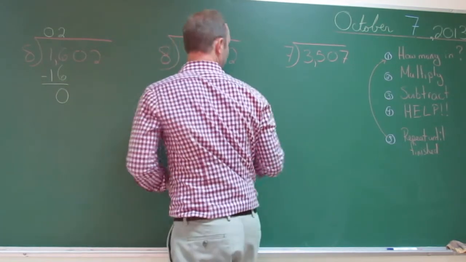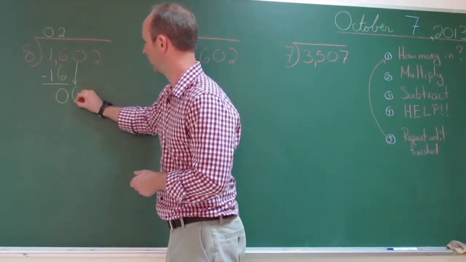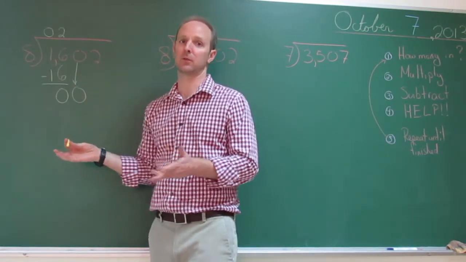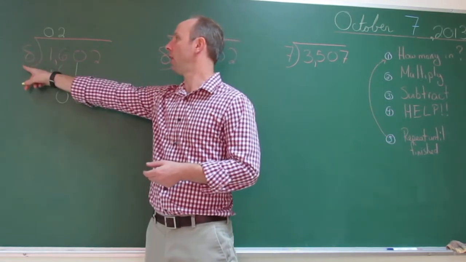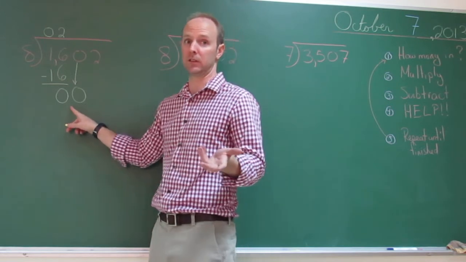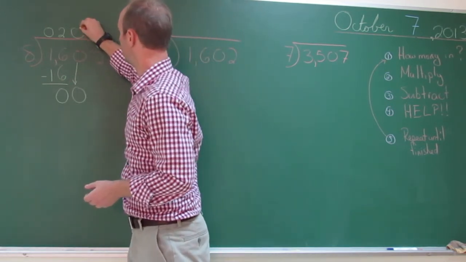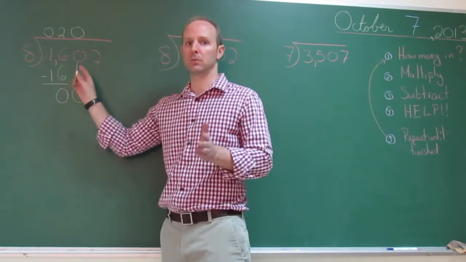And here at this point, we need to call for help. I bring down the 0 for help. But alas, we have a problem. How many 8s go into 0? Well, that's pretty easy, because 0 doesn't have a value. So how many 8s go into 0? 0. And this is a frequent mistake.